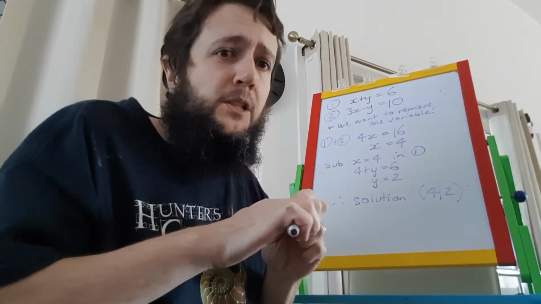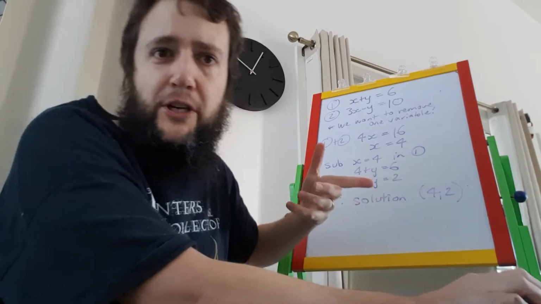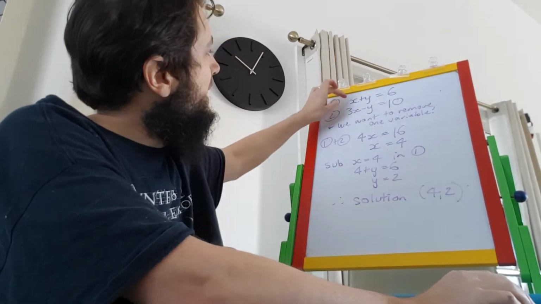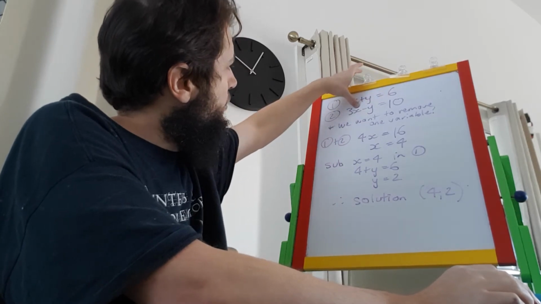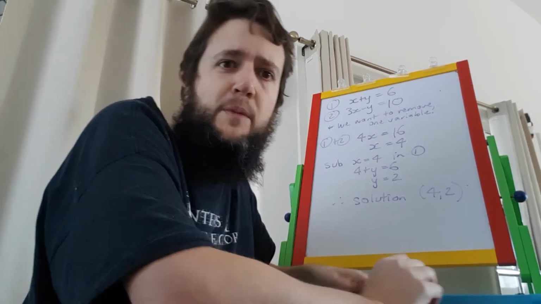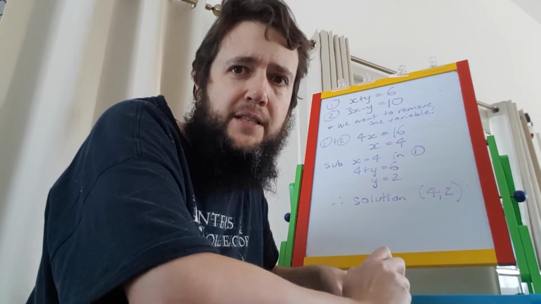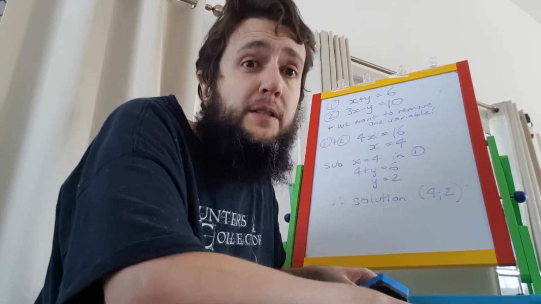Right. Also remember that if I substitute those values back in here, it should all work. 4 plus 2 is 6. 3 times 4 is 12, take away 2 will indeed give me 10. So that solution is indeed correct. That's the first elimination example.